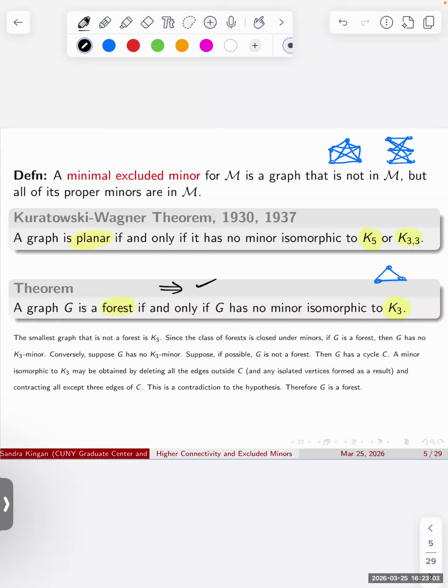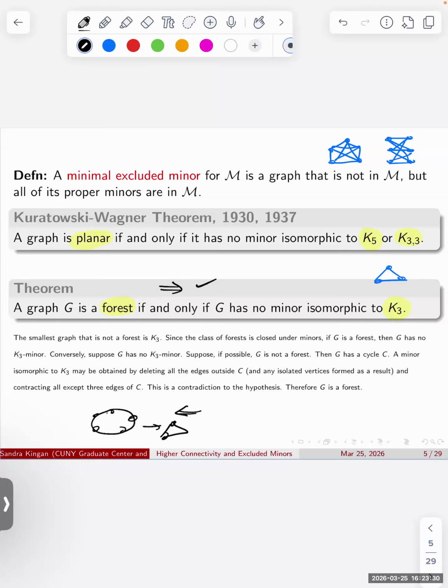K3 is not a forest. Conversely, suppose G has no K3 minor. And suppose, if possible, G is not a forest, then it has a cycle, right? It has a cycle, and then you can just contract down that cycle to get K3, which is not permitted. So that takes care of that result. Both directions are quite simple.